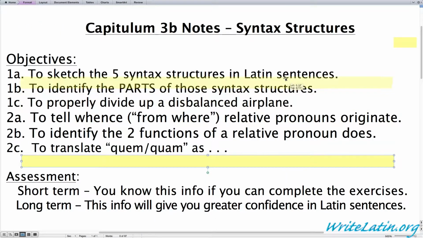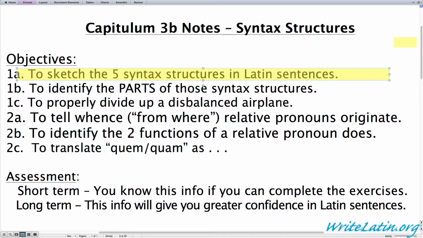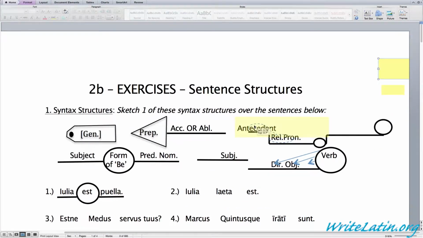Objective 1a, to sketch the 5 syntax structures in Latin sentences. Download this sheet from the link in the video description down below this video. Here are the diagrams for the 5 syntax structures that we're going to cover this year. They are in Latin and English sentences.